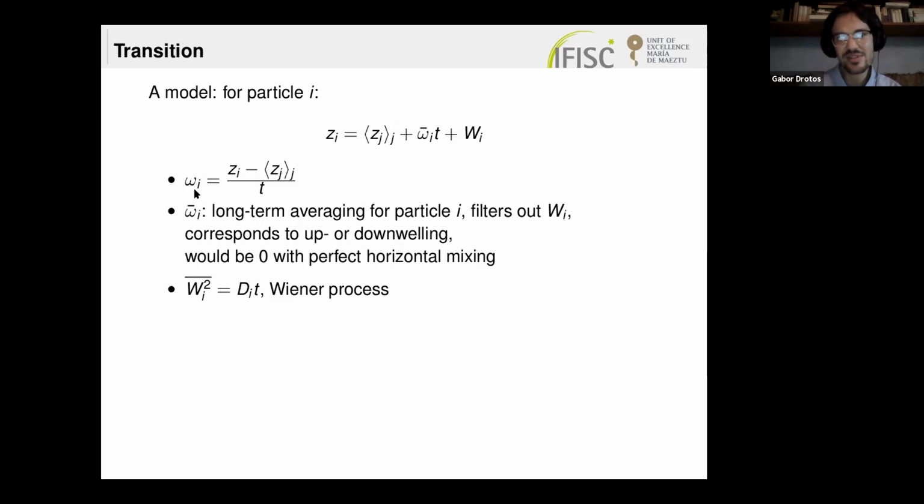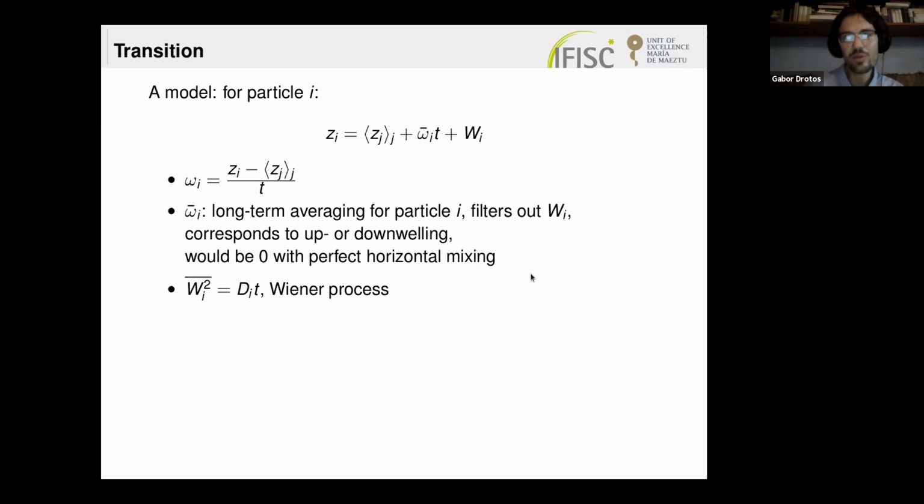For short times, we can take the simple average velocity experienced up to the particular time instant. That would be omega i, but this omega i bar represents a long-term representation when this Wiener process is already filtered out. And we assume that at the position of particle i, this is a well-defined quantity different from 0. Note that it assumes restricted horizontal mixing.